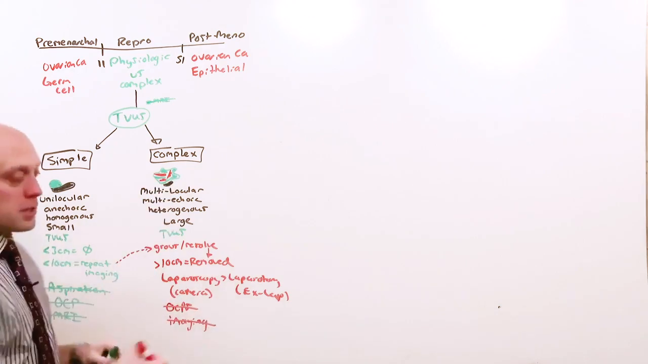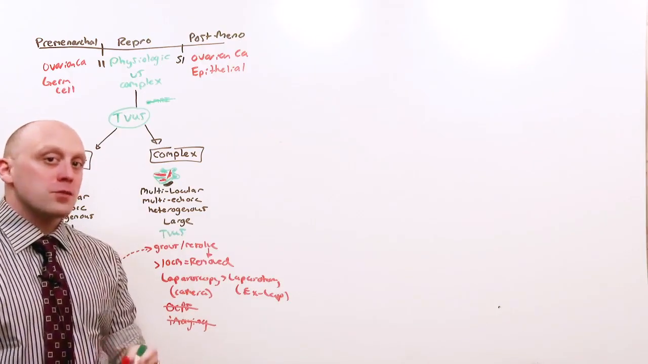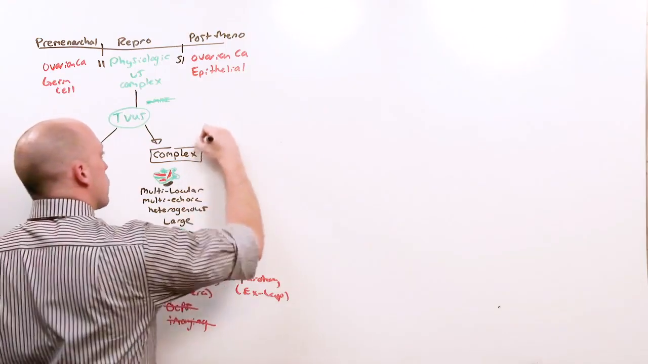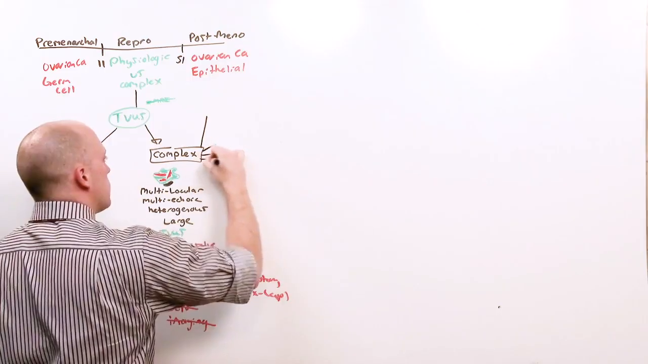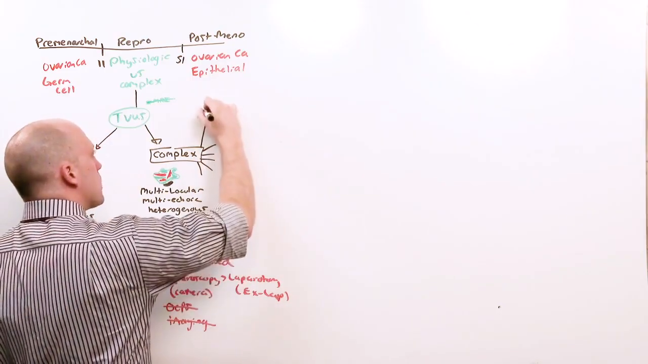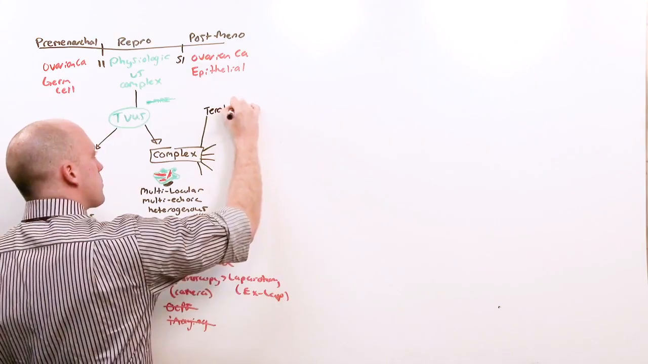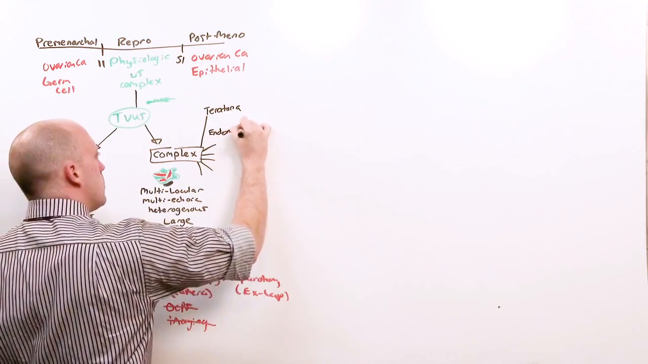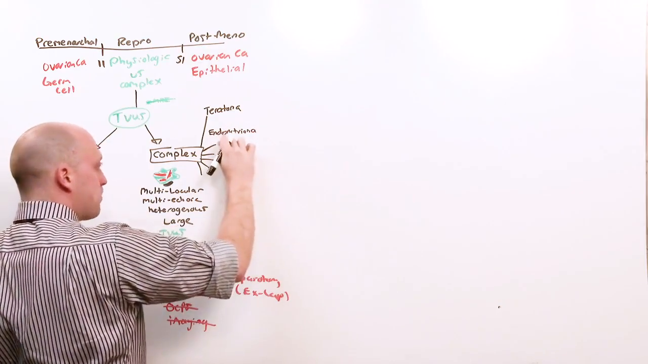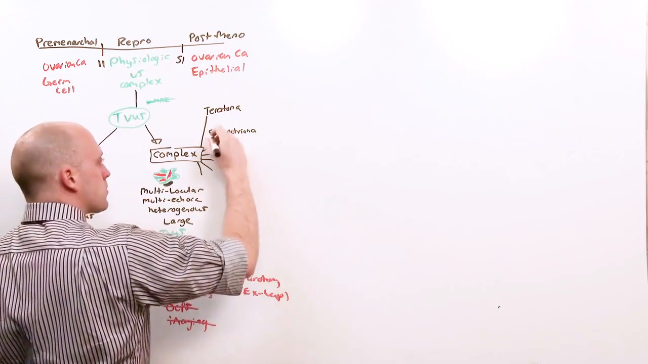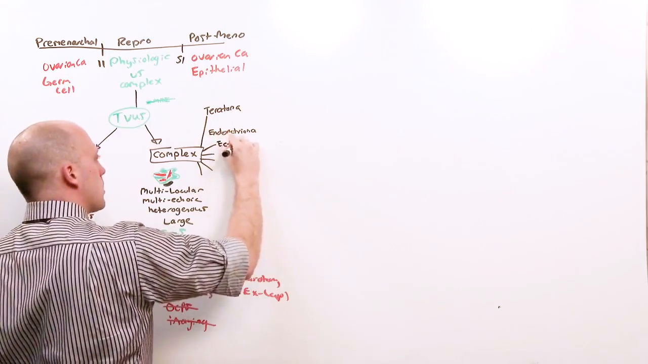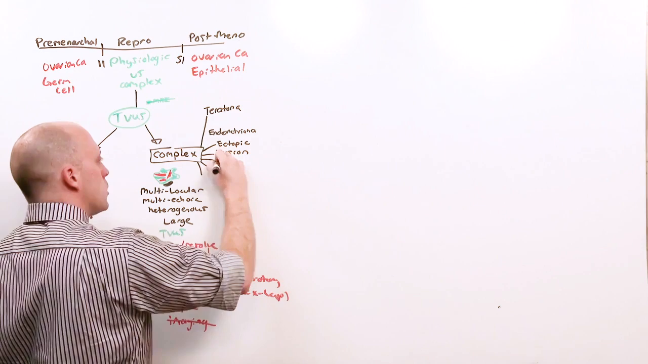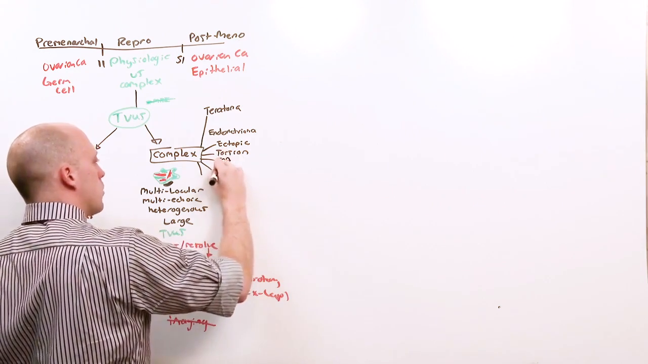So if we're in the bucket of complex cysts, now you want to have a differential for what you can work through. And we'll talk about these in increasing orders of acuity or severity. The first being teratoma, endometrioma, which we'll use as a surrogate for endometriosis, ectopic, torsion, tubo-ovarian abscess, and of course, cancer.